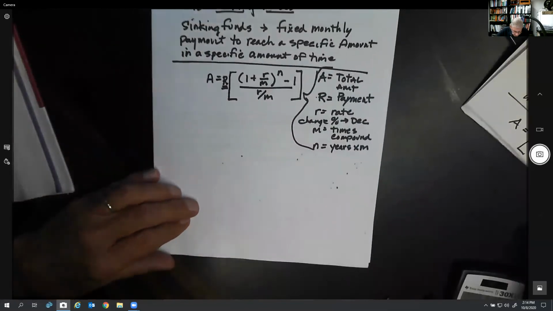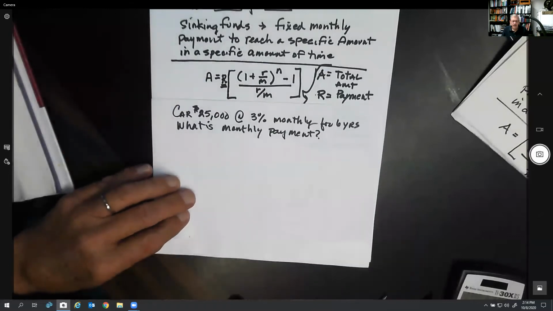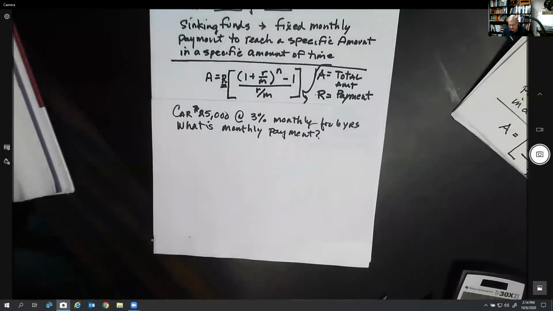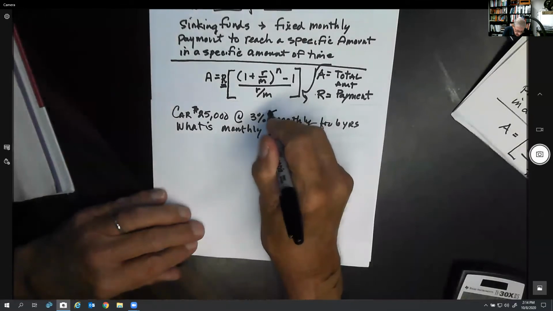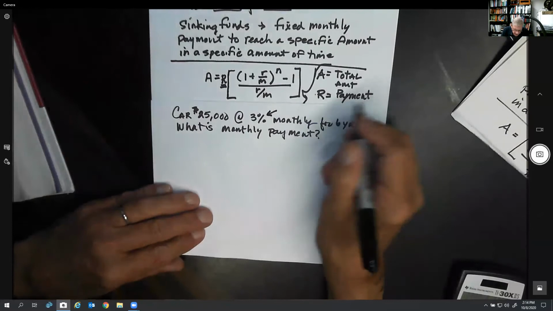Okay, let's try another one. Here you have a car. You're going to buy a car, 25,000. This is usually how they do it. Of course, it's done by computer. 3% is the interest rate. This is how much interest they're charging you. You're going to make monthly payments.